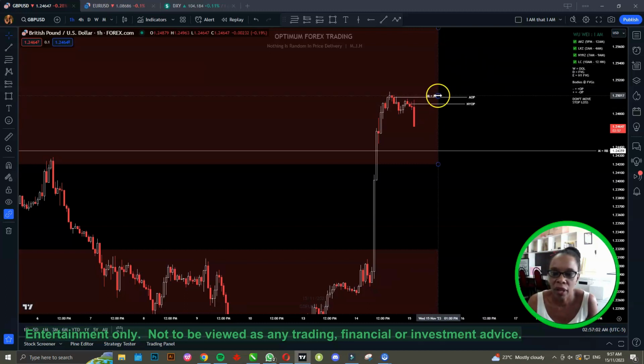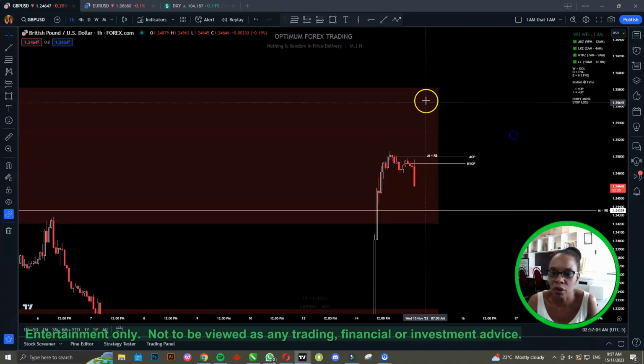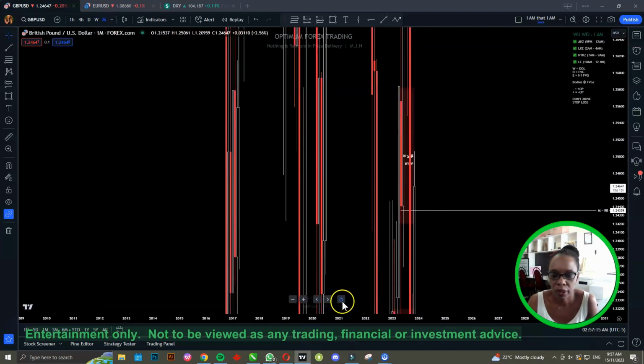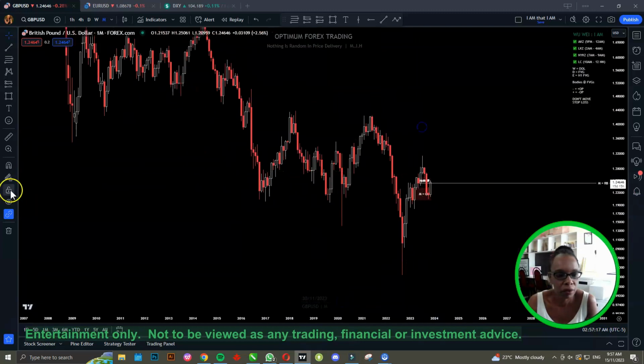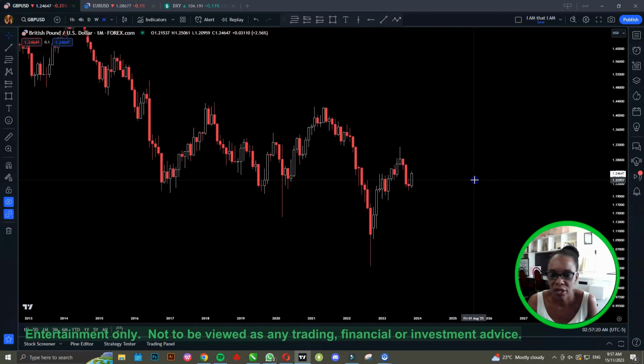So this here, where my cursor is, the midpoint of this block, right there, is the consequent encroachment of the monthly rejection block. Let me just go up and show you quickly. All right, and then let's hide these drawings. As you can see right here, this order block, which we classed as the rejection block, seeing as this CB came and traded past it, the midpoint of this is consequent encroachment, and this is where the high of Tuesday has traded to so far.